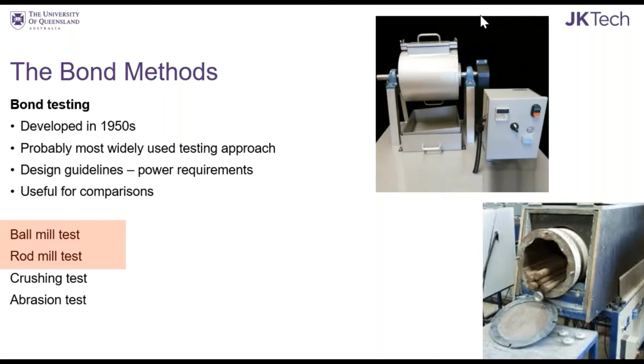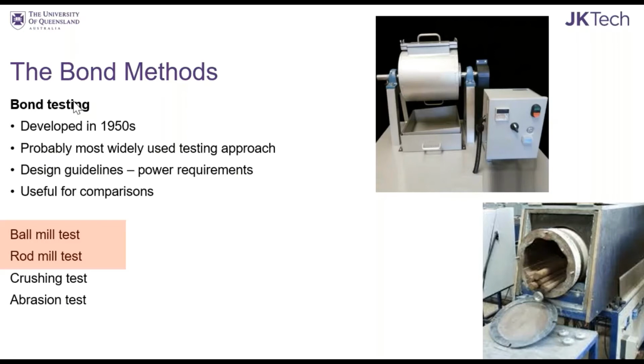With this is a standard number of balls, which have to be a standard size as well, across a range of sizes. The test itself is quite an iterative process of grinding, screening, and feed replenishment until you reach steady state. Generally, it'll go through about seven cycles, which takes a while to do. But at the end of the day, we get a Bond work index result.